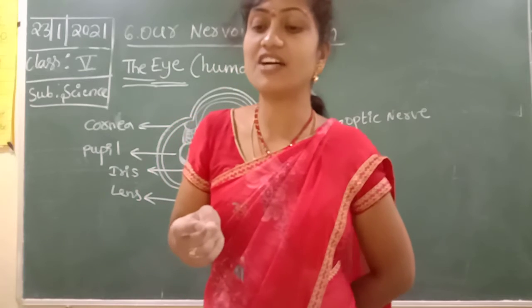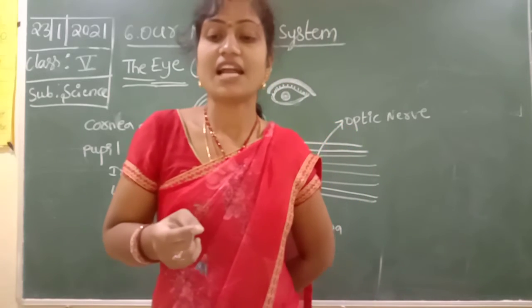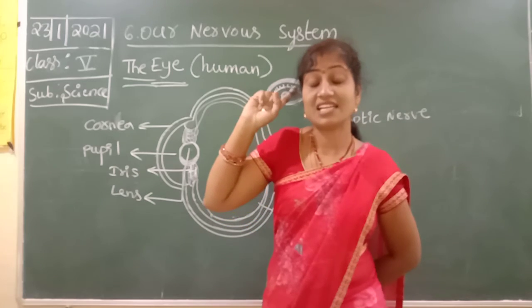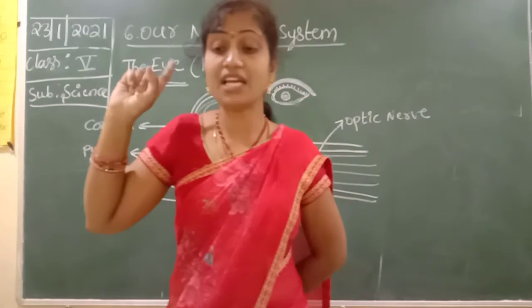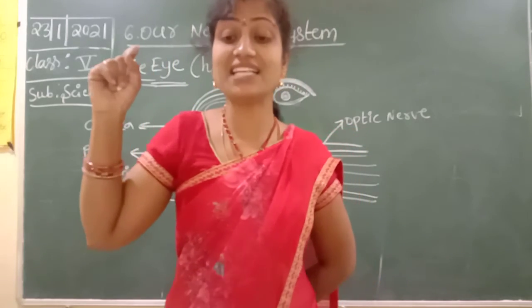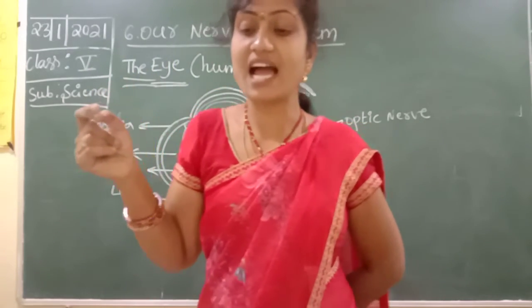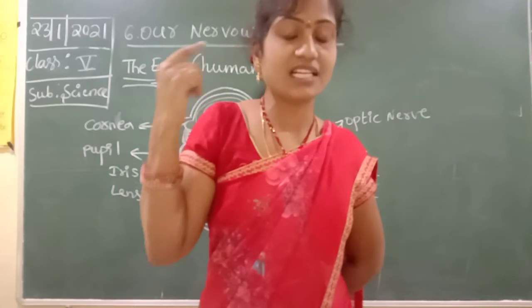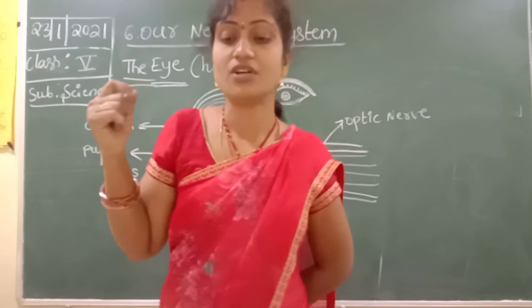A sensory nerve called the optic nerve connects the eye to the brain. What is that? The optic nerve. It connects the eye to the brain. That is called the optic nerve.